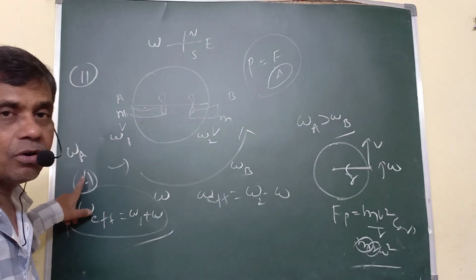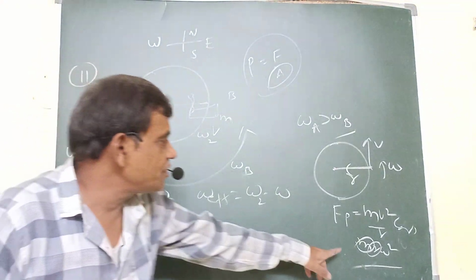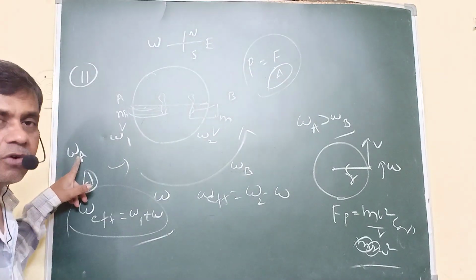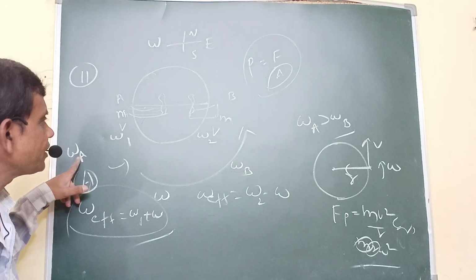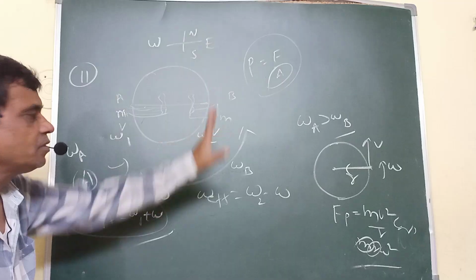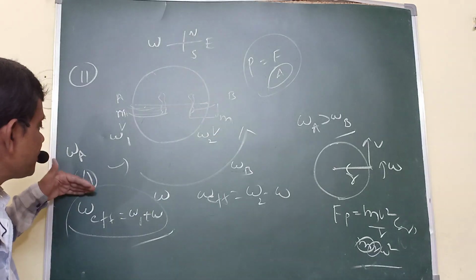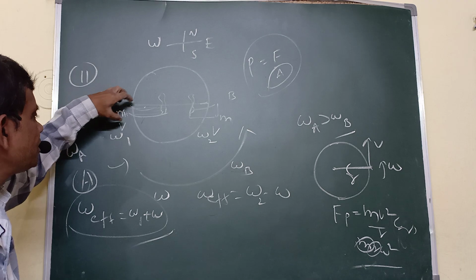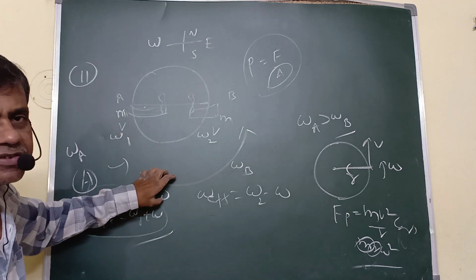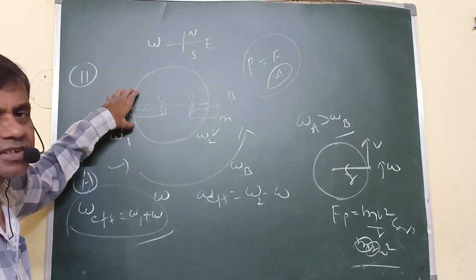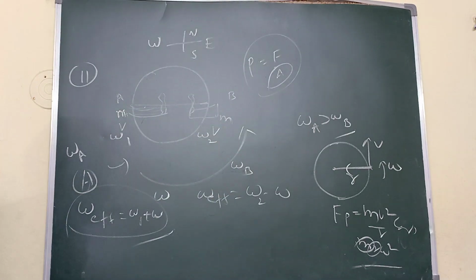Omega A value is more. Omega A value more means pressure more. So A train exerts more pressure on the rails compared to B train. Why? Because the relative velocity, the effective velocity, is changing. The angular velocity is supported by the earth's velocity here, and opposed here. Due to that, this is exerting more pressure and this is exerting less pressure. Pressures are not the same in this case.